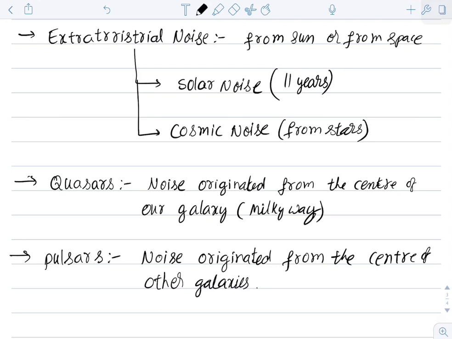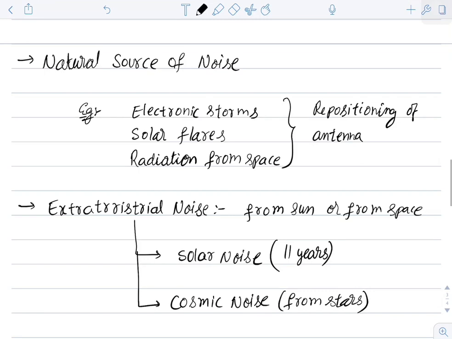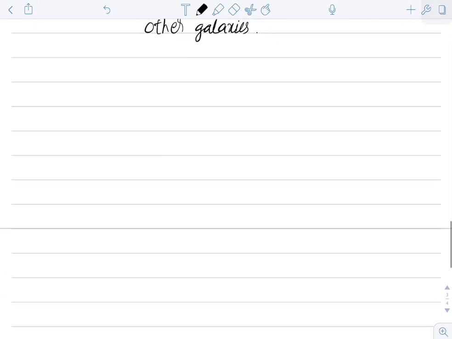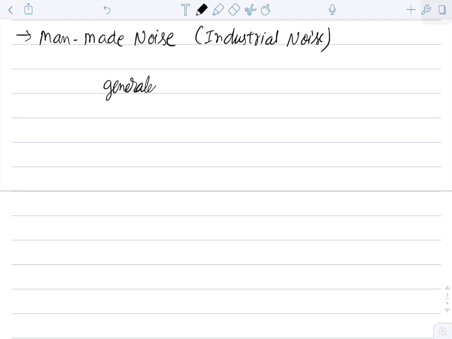Anyway, I already explained that in order to overcome the natural source of noise, the only way is to change the position of the antenna, that is repositioning of the antenna. The second category is man-made noise. You can call it industrial noise also. The industrial noise is generated by make and break process in a current carrying circuit.